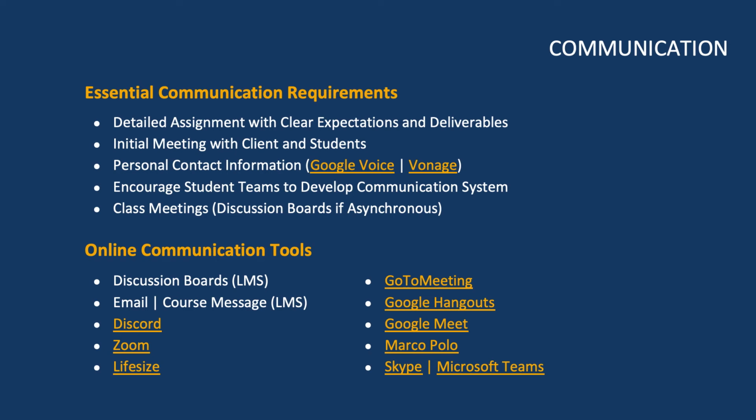Good communication is the backbone of any successful experiential learning project. Make sure you have a detailed assignment with clear expectations and deliverables for your experiential learning project. It is critical to have the collaborator or client come to talk with the students at the beginning of the project. This allows the students to learn about the project directly from the business or organization that originated it and ask any questions. Because of the evolving and sometimes changing nature of an experiential learning project, it is often important to have the personal contact information of all involved. For students, I have an expectation outlined in the syllabus for them to share a personal email and phone.